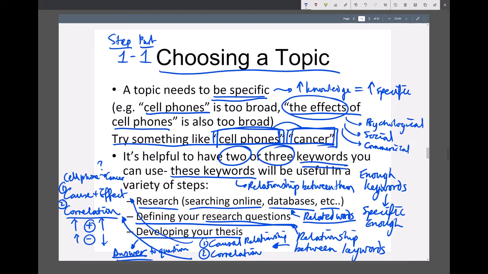So for example, cell phone and cancer. I look at them together. Maybe I look for a causal relationship. I might ask, do cell phones cause cancer? Does using a cell phone cause cancer? I might start looking for articles on cell phones and cancer and whether they cause cancer. That's 3 words: cell phones, cause, and cancer. And trying to find evidence to answer whether it is yes or no.